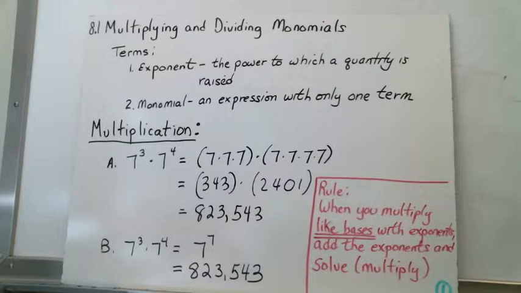And our second term is monomial. That's an expression with only one term. This 7 is a monomial. There's only one term there. And we'll see other monomials as we move forward. We're going to focus again on multiplying and dividing. Let's look at multiplication. We're going to use an example.